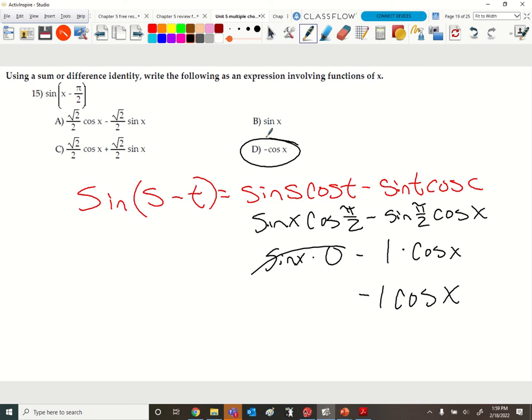Wait, but mister, so how do you know? Because it doesn't say S minus T. It says using a... Oh, okay, yeah, it says right there. So if you're looking at 15 on your paper, I copied and pasted it with the instructions. So look at your paper. It's right above it where it says sum and difference. So that tells you what you're going to use. All right?